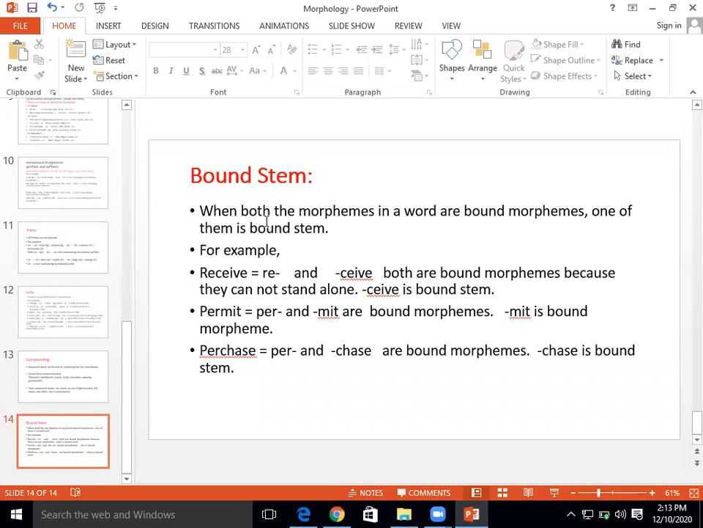Next, bound stem. When both the morphemes in a word are bound morphemes, one of them is a bound stem. For example, receive. So no free morpheme is there in this word. Receive, re and ceive, both are bound morphemes because they do not stand alone, and when they are combined together, they form a new word, receive. In the word permit, there is per and mit, both bound morphemes, and mit is a bound stem. And purchase, per and chase are bound morphemes, and chase is a bound stem.